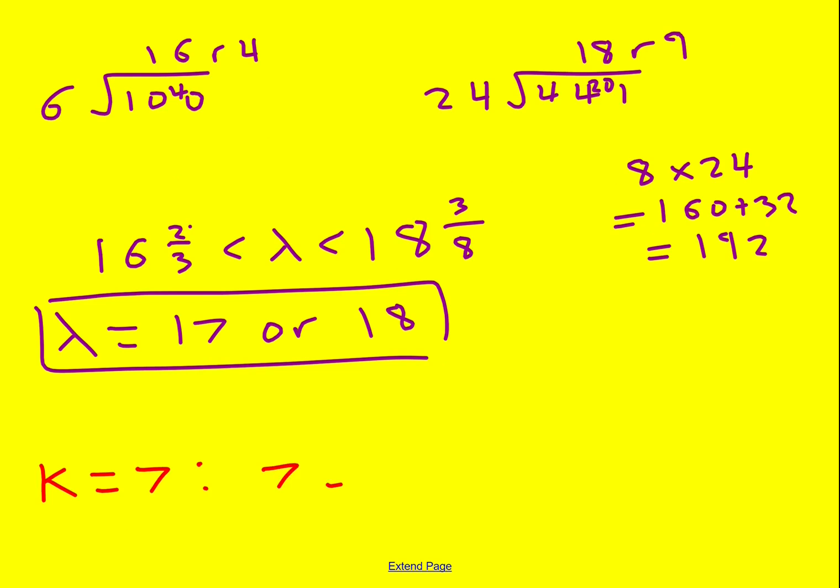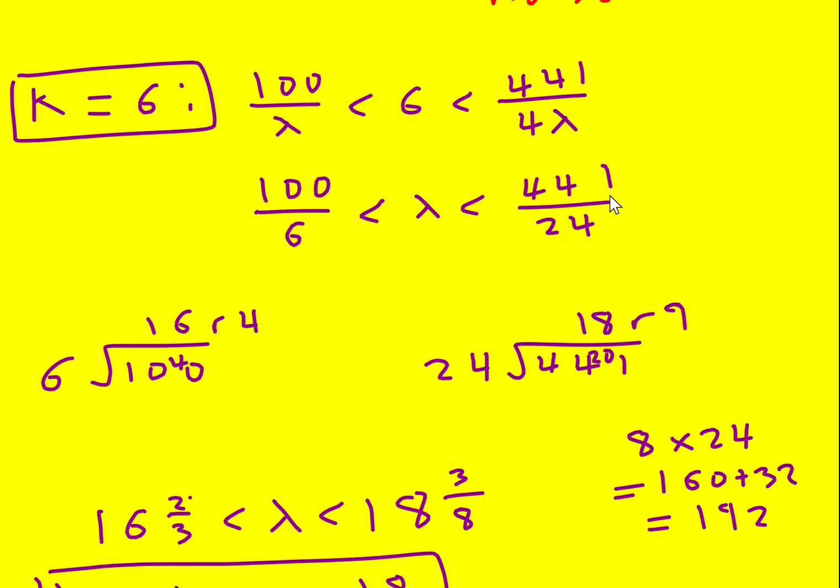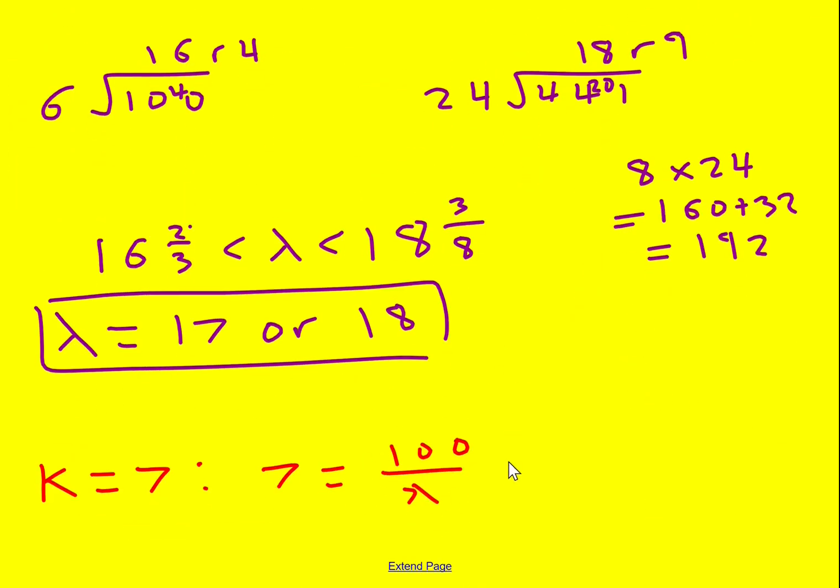So then 7 would equal 100 over lambda. And this has no solutions as well, because you can't find a number that does that where lambda is an integer.